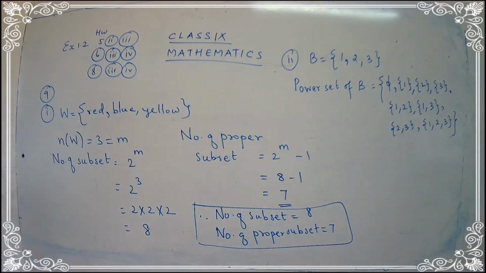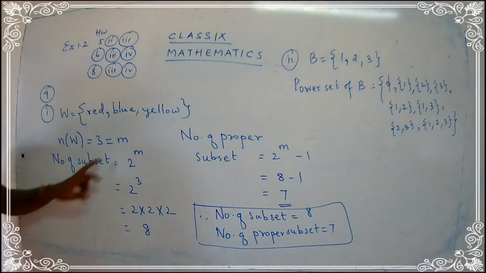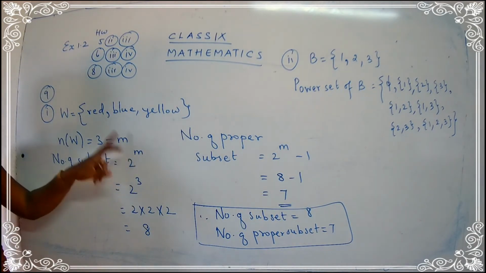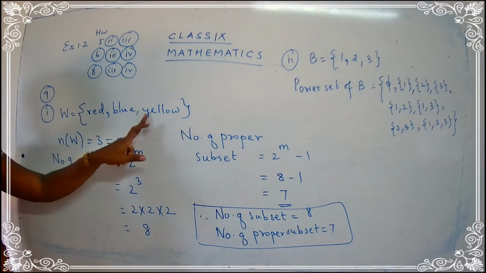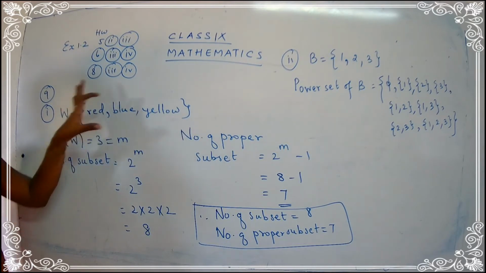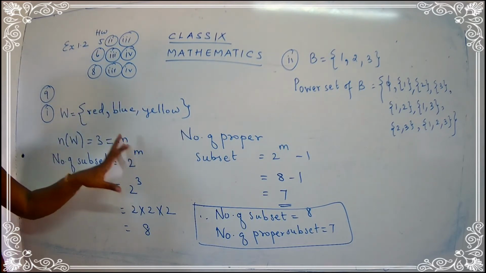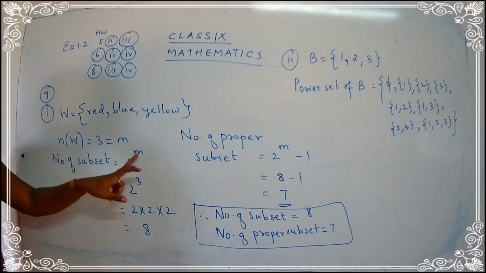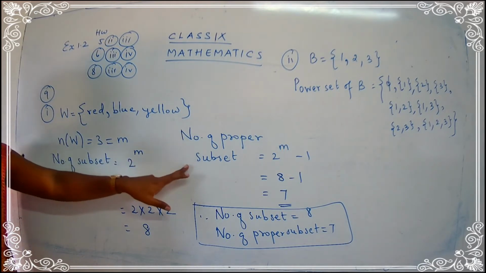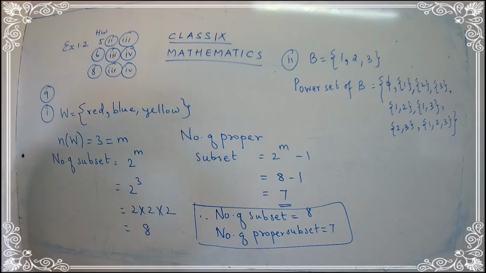What is the formula for finding subsets, children? 2 raised to m. How are you going to find m? The m is the total number of elements, 1, 2, 3. So from the set, you have to find the total number of elements. So your formula is 2 raised to m. And for finding proper subsets, you have to find 2 raised to m minus 1. That gives the answer. Let's go for the second subpart. I hope you have taken down all these things.